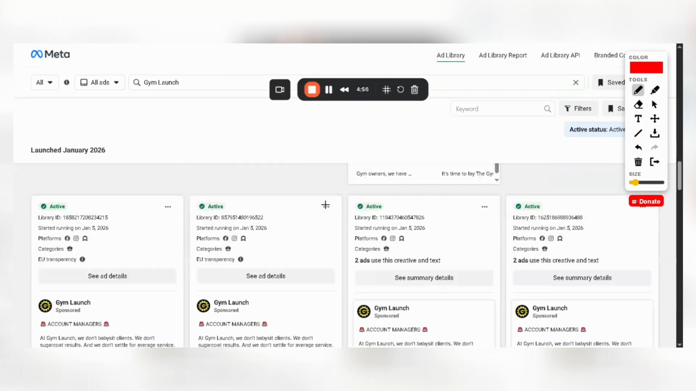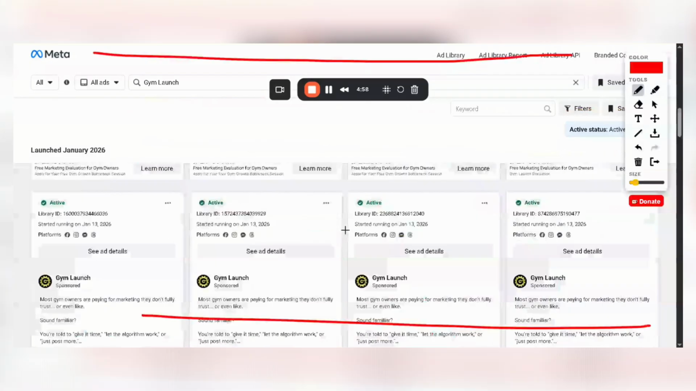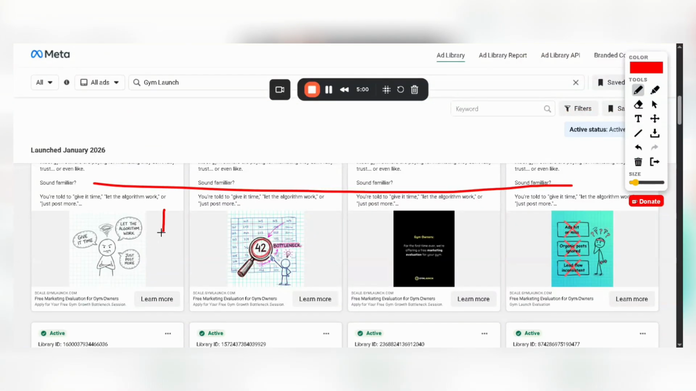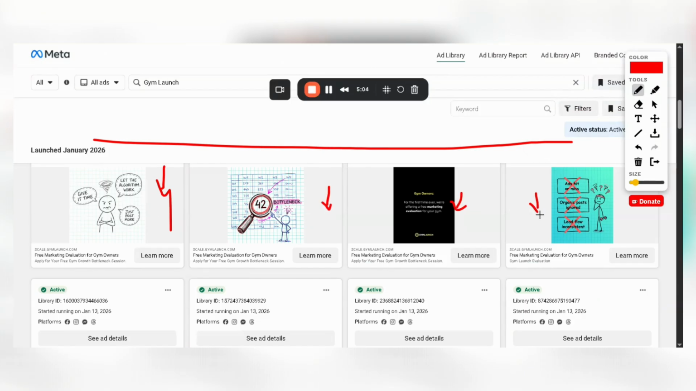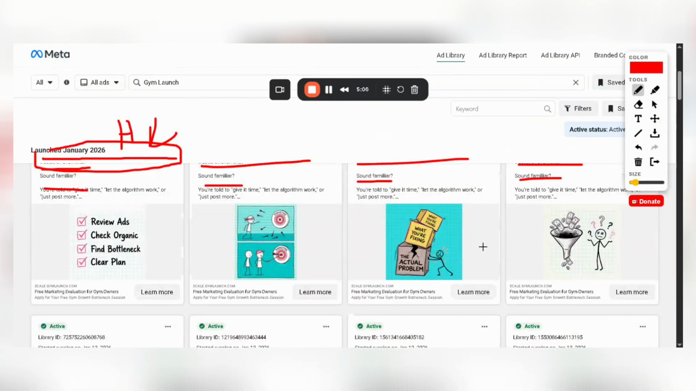So we have a bunch of them that are the same ad. It's just the photo that is different. Look at this. You have 4 different photos for the exact same ad.